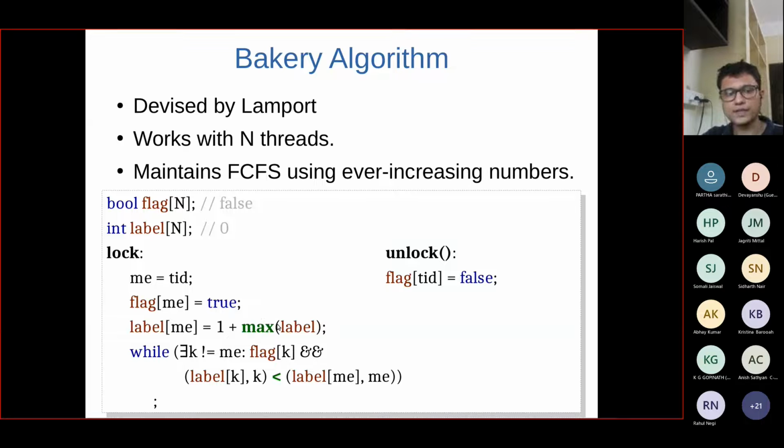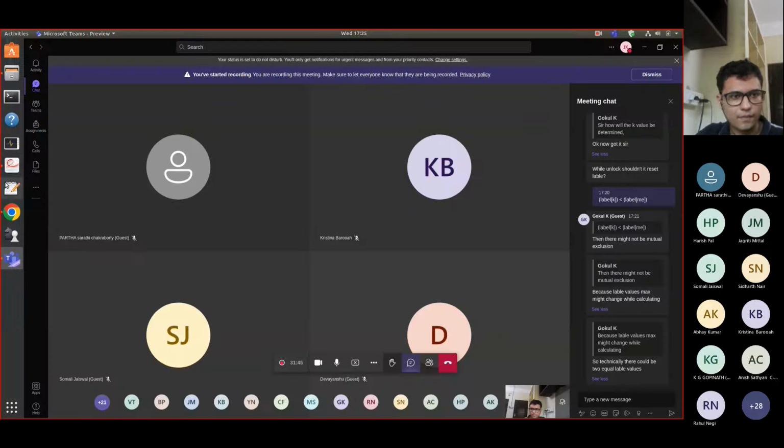Let's say both of the threads executed this entire instruction simultaneously, and both try to find the value of max inside this label array simultaneously. Let us say both found that the max value is 0. In that case they will do 0 plus 1, which is 1, and each will say my label is 1. So for both the threads the label is 1. Assuming we haven't kept this k and me here, both are willing to enter into the critical section, so flag of both is true. Both are winning, and for both of them label of k is less than label of me is false. Both of them are winning into the critical section.